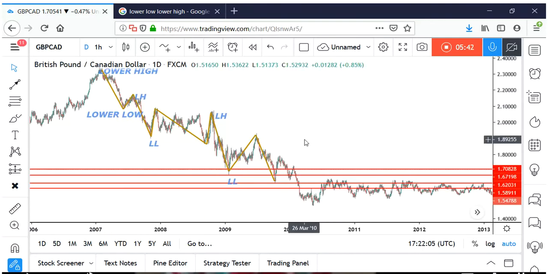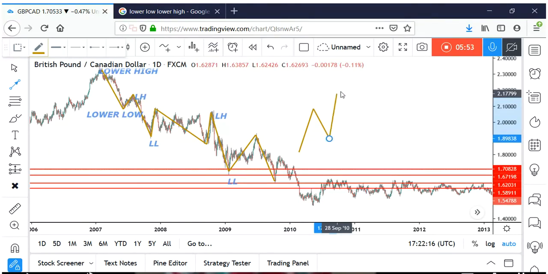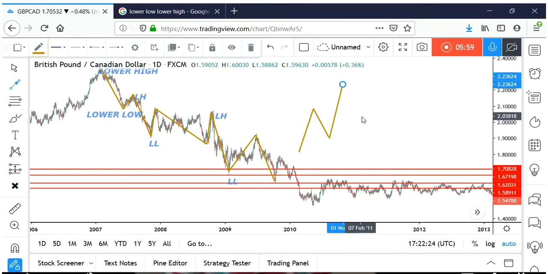So on the uptrend, we have a higher high. So uptrend, we have a high, and then a low, and then we have a higher high that is bigger than the previous high, and then we have a higher low, and then a higher high. So that is an uptrend.